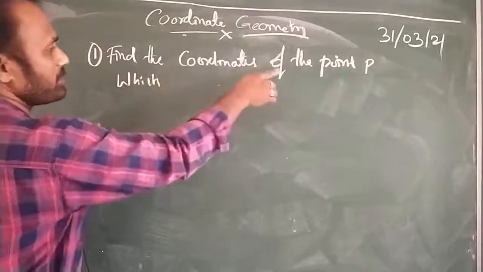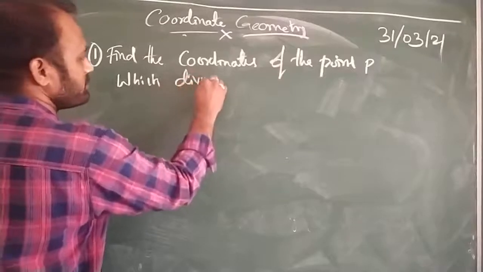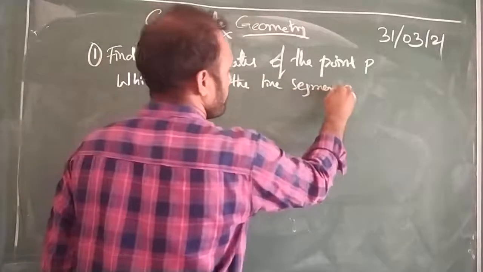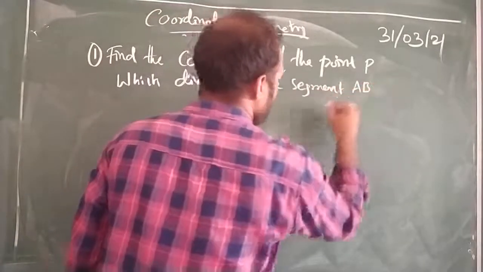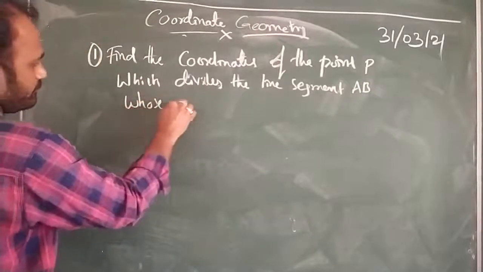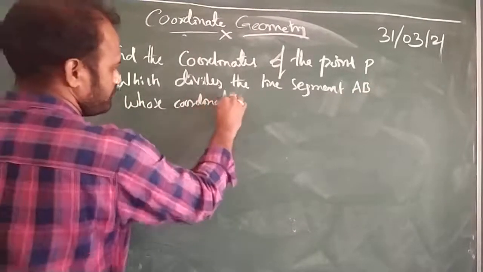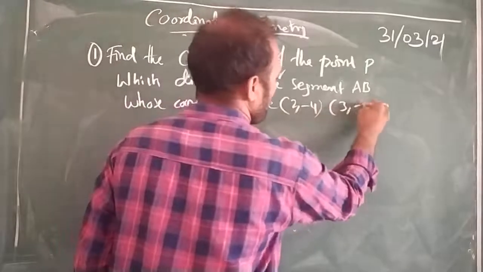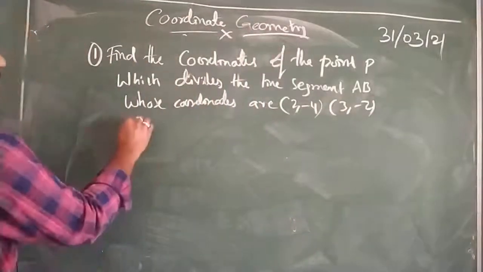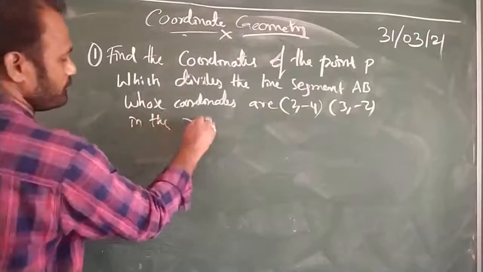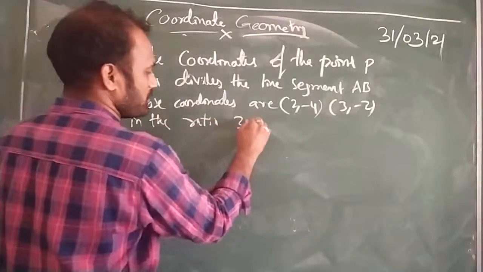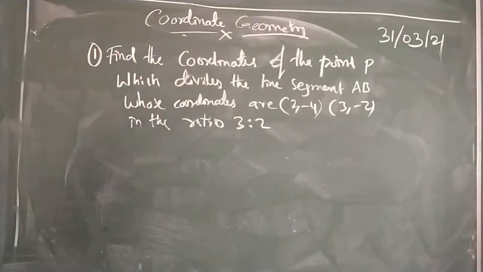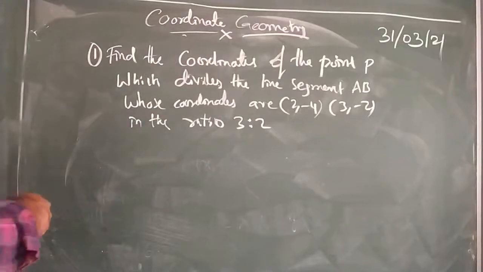Find the coordinates of the point P which divides the line segment AB, whose coordinates are (2, -4) and (3, -2), in the ratio 3:2.